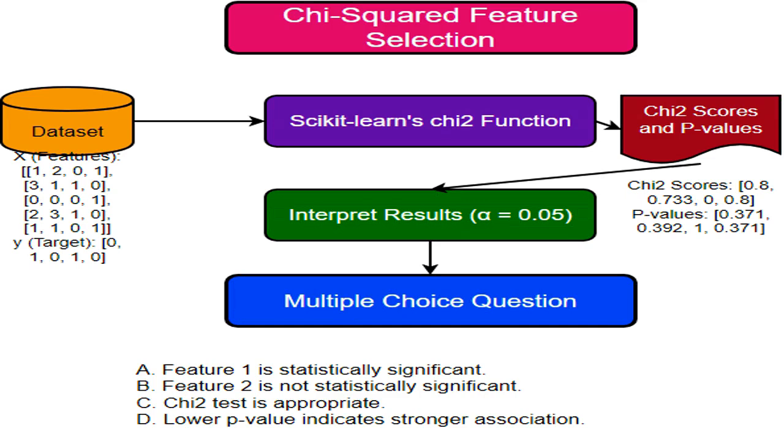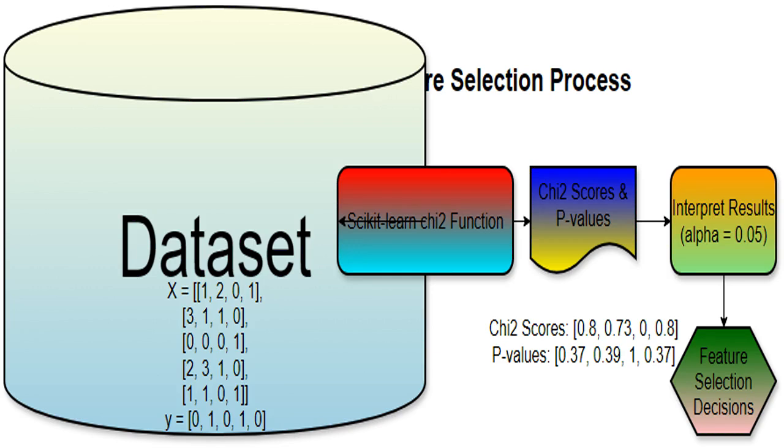I'm using a chi-squared test to pick the most important features from my dataset. This is a common method in machine learning for feature selection. I have a dataset with 4 features, columns, and 5 samples, rows. Each sample has values for the 4 features, and a corresponding target variable, y. The chi-squared test will help me determine which features are most associated with the target variable.